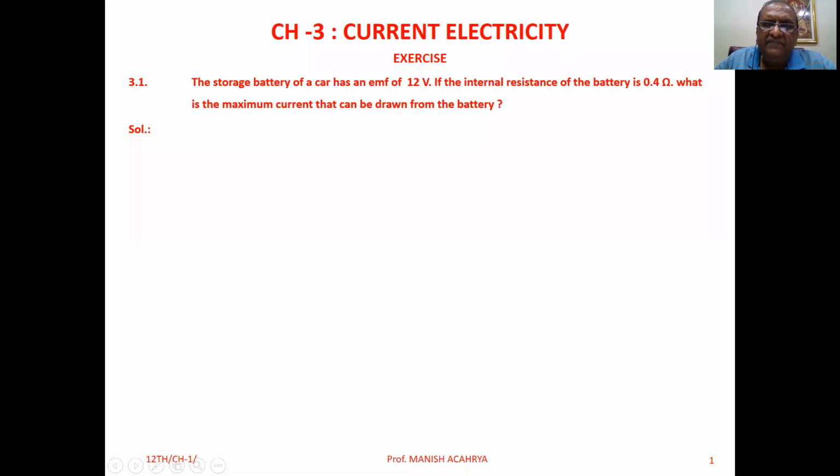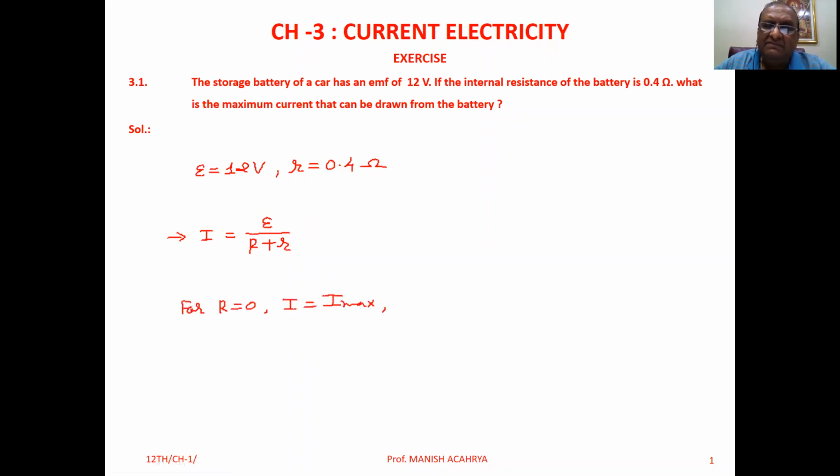Now, chapter 3, exercise numericals. Example 3.1. The storage battery of a car has an EMF of 12 volt. If the internal resistance of the battery is 0.4 ohm, what is the maximum current that can be drawn from the battery? Now, we have the EMF 12 volt, internal resistance of the battery, that is 0.4 ohm. Now for the current, we have the equation I equal to E upon R plus r.